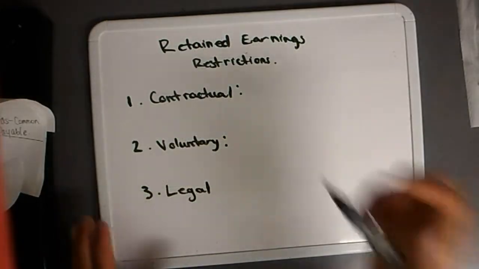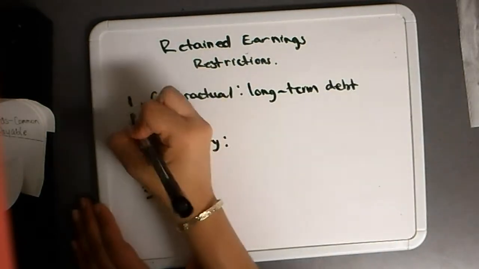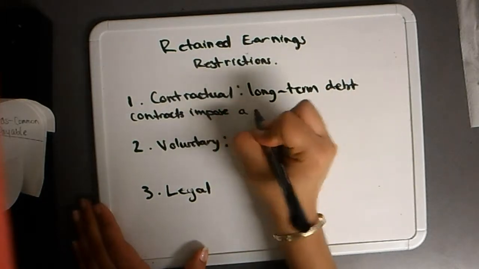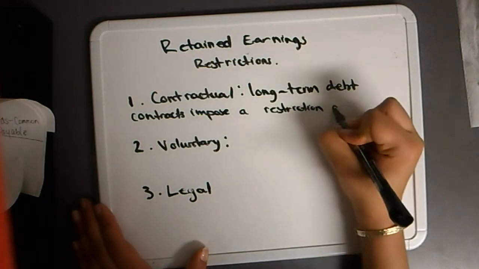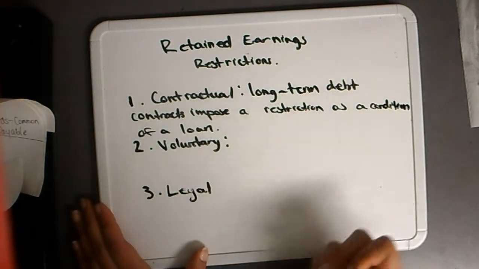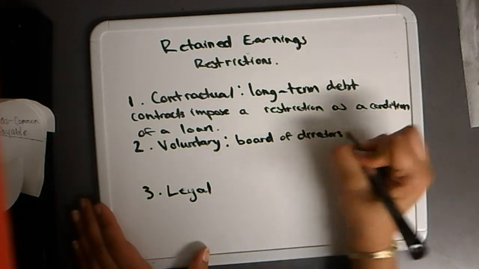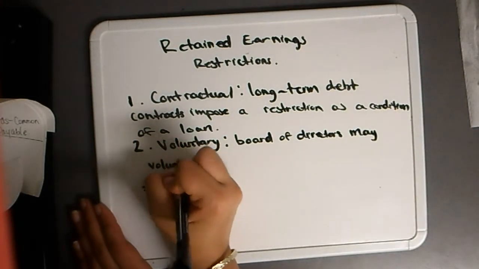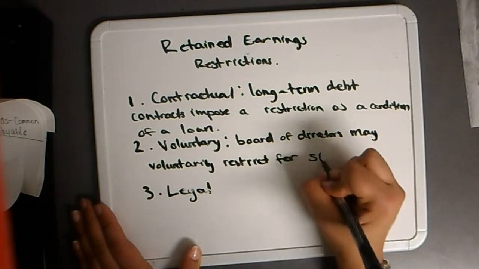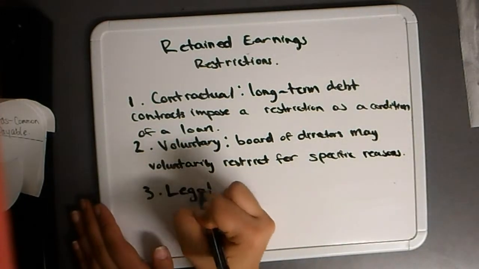There are three retained earnings restrictions. Contractual restrictions may occur due to long-term debt contracts that may impose a restriction on retained earnings as a condition for a loan. Voluntary restrictions occur when the Board of Directors restricts retained earnings for a specific purpose. Legal restrictions are imposed by the government.